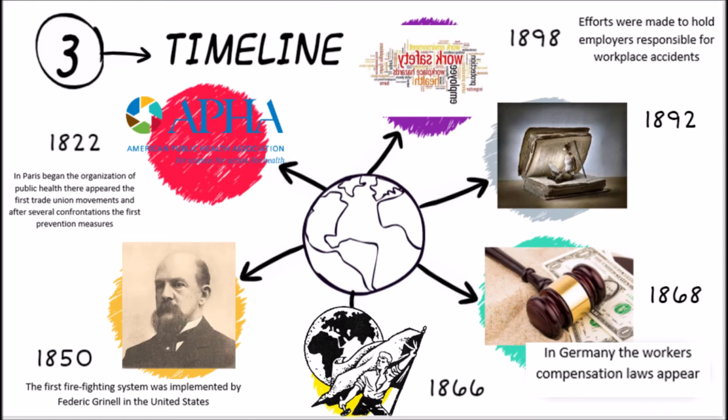In 1866, the Geneva Workers' International established the conquest of 8 hours of work. In 1868, in Germany, the Workers' Compensation Laws appeared. In 1892, the first Department of Industrial Safety was created in the United States. In 1898, efforts were made to help and prolong responsibility for workplace accidents.